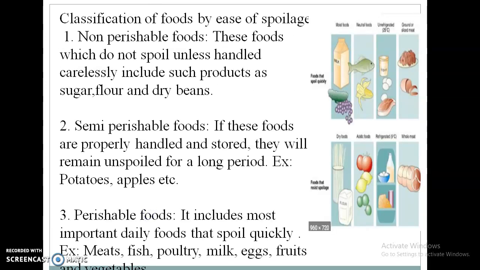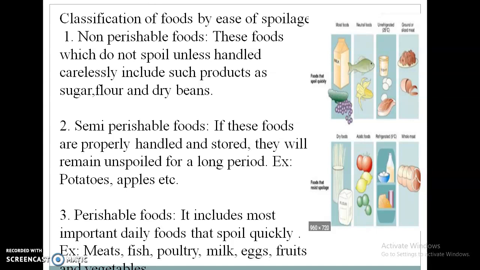Okay, so food is basically classified into three types on the basis of their ease of spoilage. The first criterion is non-perishable food. So what is meant by non-perishable food? These are foods which do not spoil unless handled carelessly, and include products like sugar, flour and dry meats.